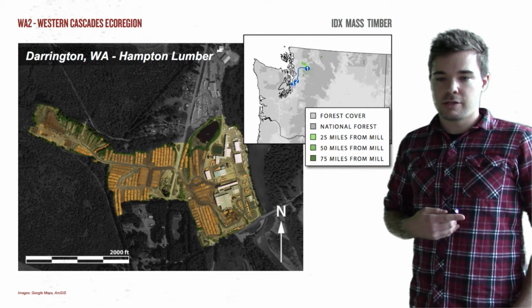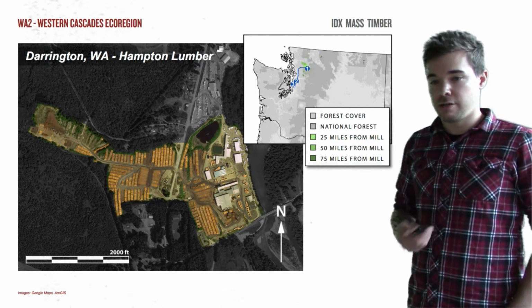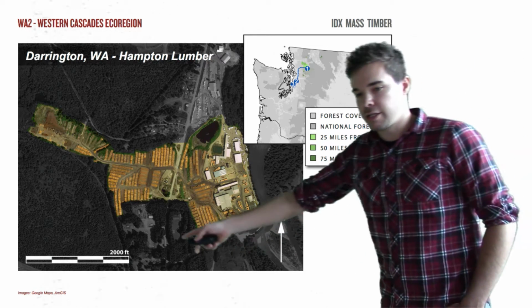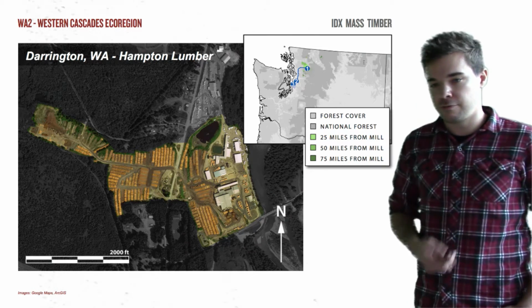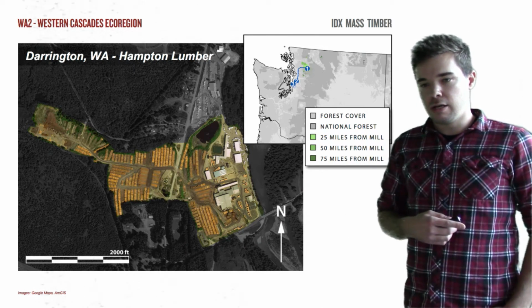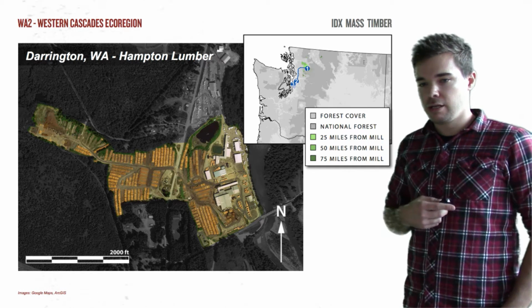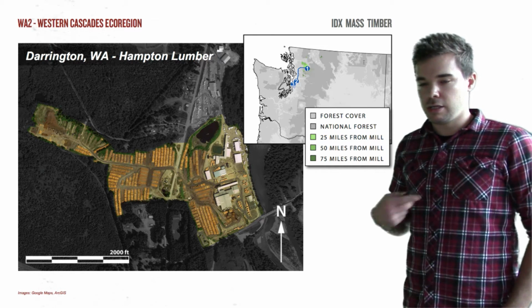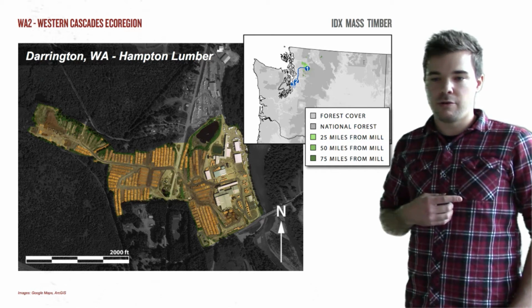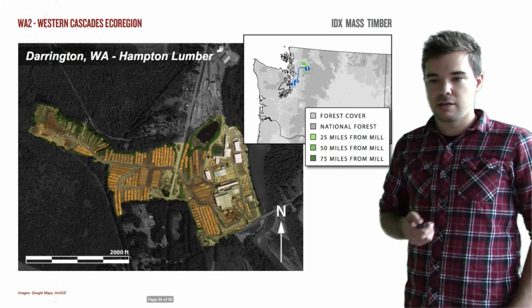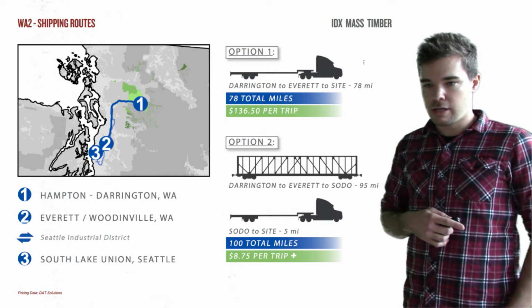So now look at Darrington, Washington, and the first thing to notice about Darrington is that the Hampton lumber mill is very large. I had to change the scale down here from 1,000 feet to 2,000 feet just to fit it into the picture. You'll also notice that it is probably the shortest trip that we have to make. Hampton lumber has the advantage of a rail system that comes straight from the mill, so we can definitely take advantage of that.